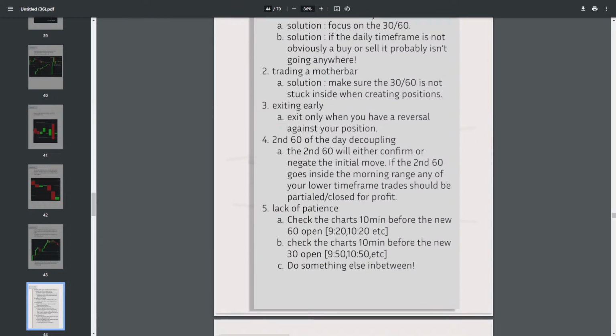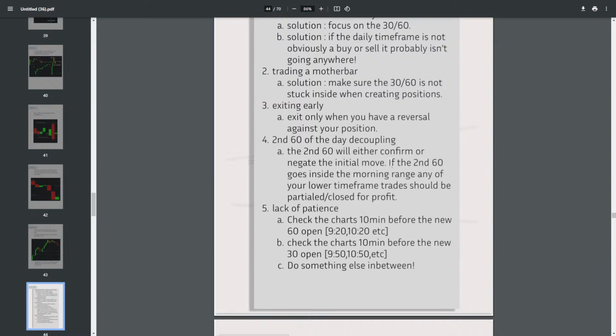So another thing people will struggle with, the second 60 of the day decoupling, because we had learned the day and 60 opens are the same the first 60. So what occurs on the second 60 is the decoupling, where they separate the opens and we gain information. So what that means is the second 60 will either confirm or negate that initial move, as we've talked about already. It's the same thing as confirming or negating Monday's move on a Tuesday, just on a 60-minute.